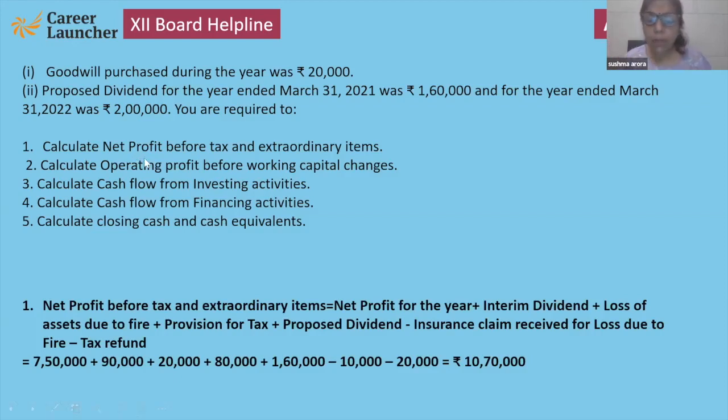Simple. Net profit for the year. Please note down interim dividend paid, loss of asset due to fire, provision for tax, proposed dividend minus insurance claim, and as well as tax refund. So your answer will be 10,70,000. Now next. This is net profit before tax and extraordinary item.